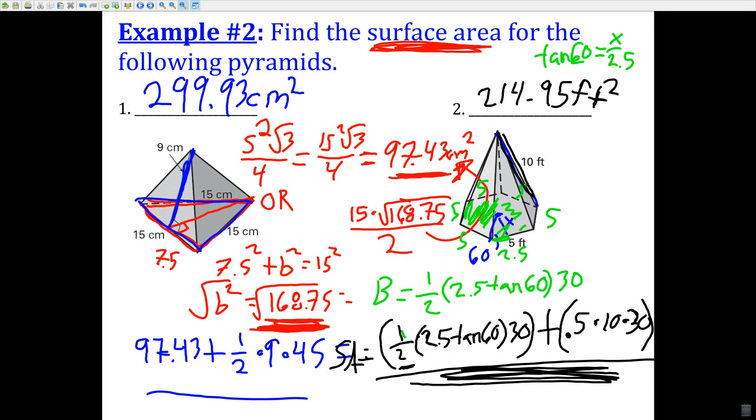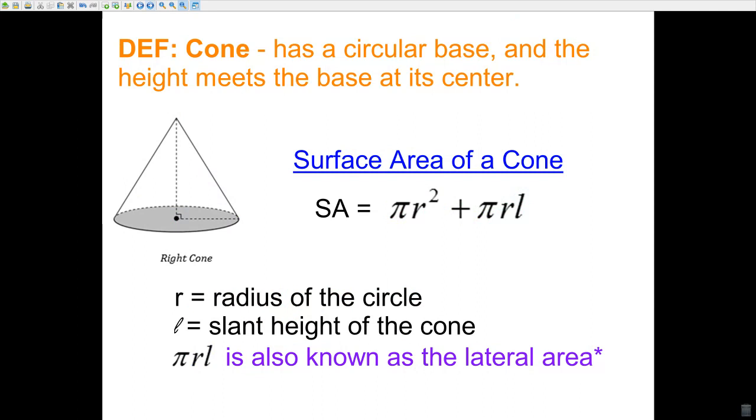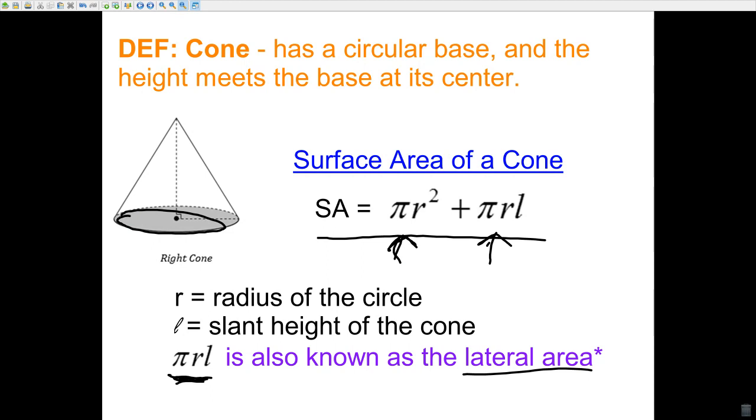All right, that is the surface area for some polygons. Now, let's get to some cones. Hopefully this is a little easier because circles don't really change their shape as much. A cone has a circular base and a height that meets the base at the center. Here's our formula, right? This is the area of the circle. And then this right here is also known as the lateral area. So it's the cone part of your ice cream, right? It's the cone. And then this is the circular part down here. That's adding those areas together.